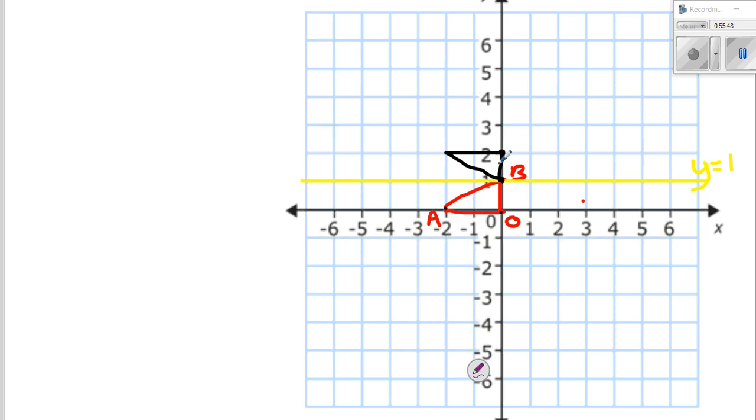That's pretty easy. This one is on the y-axis, so it's going to stay here. This one is on the y-axis, so it's going to stay here. And this one is not on the y-axis, so it's going to flip over here. Become little mirror images of each other.